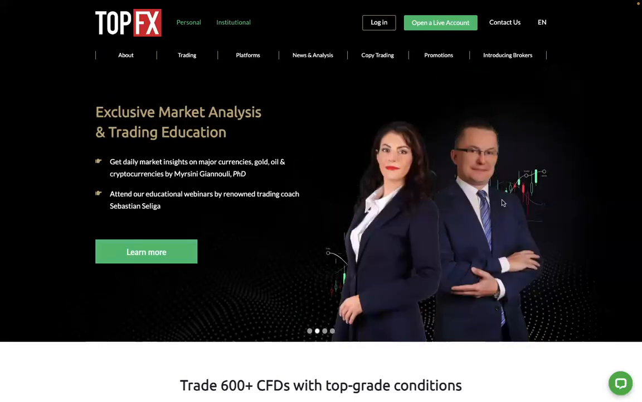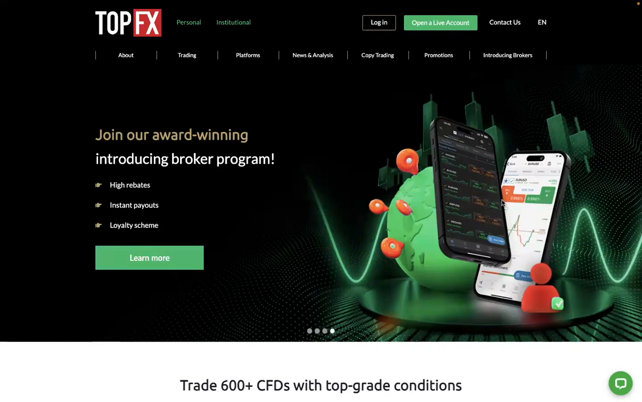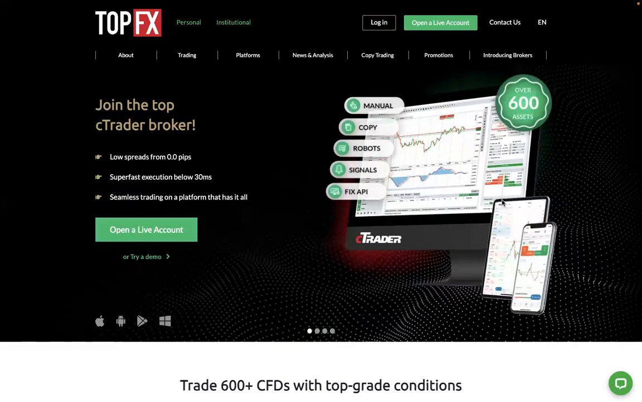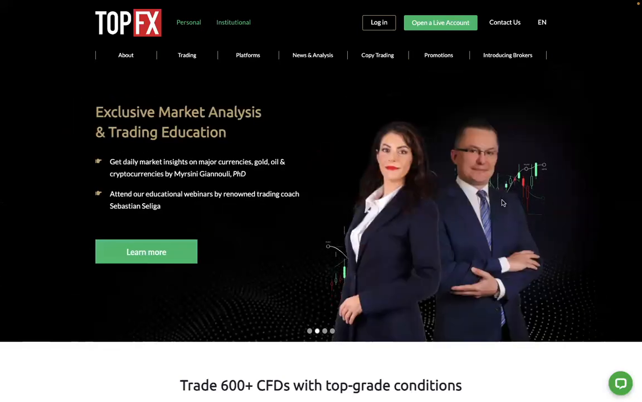Then, of course, some advanced tips and best practices of combining stochastics with other technical indicators for synergy, and adapting to different market conditions using the stochastics. So the stochastic is a very popular tool that greatly enhances your forex trading endeavors on the cTrader.